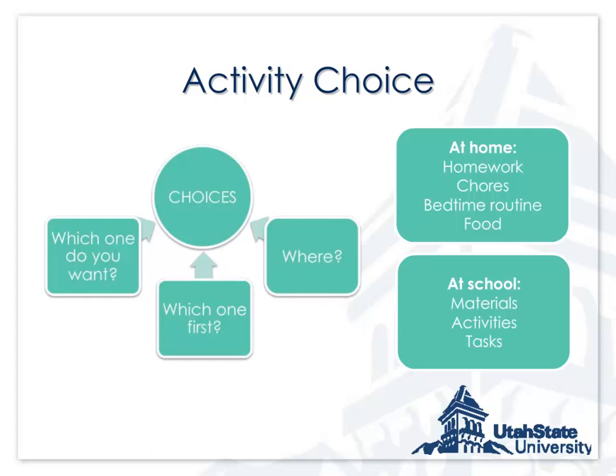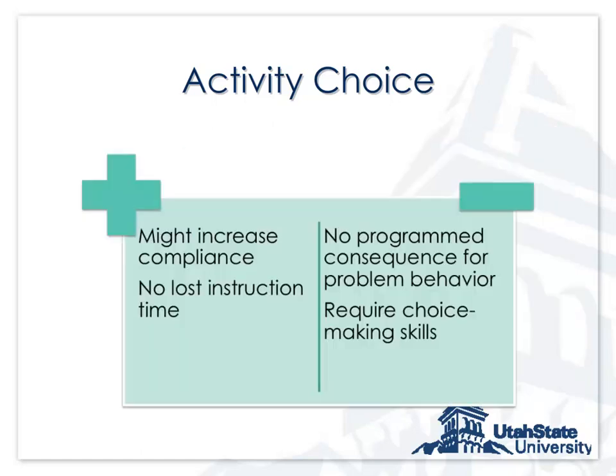At home, decisions regarding homework, bedtime routine, chores, or food can be helpful in increasing compliance. While in school, decisions regarding materials used to complete an activity or task order may be effective in decreasing motivation to engage in problem behavior.